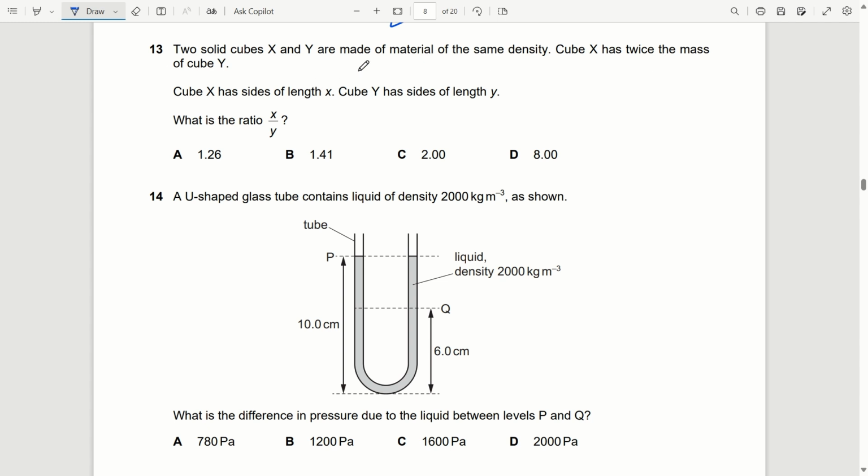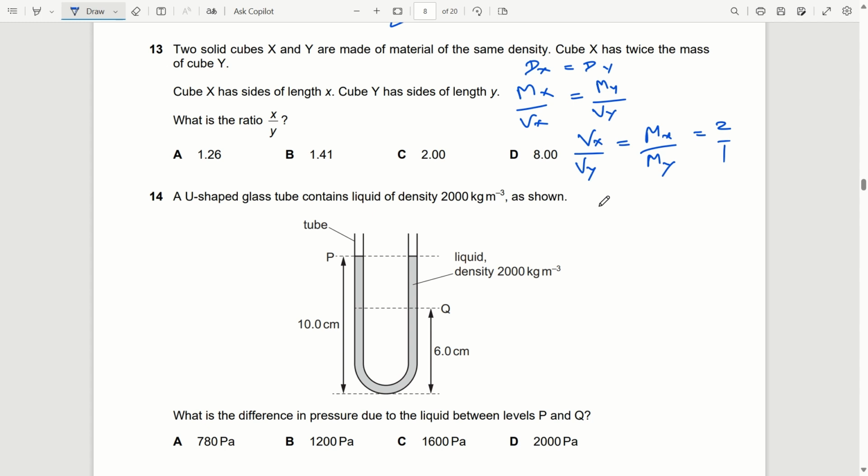Now, if they are made of the same material, this means the density is the same, so density of X is equal to density of Y, and density is given as mass divided by volume. Mass of X divided by volume of X is equal to mass of Y divided by volume of Y. So if we take the ratio of volume of X by volume of Y, it will be equal to mass of X by mass of Y, and mass X is twice the mass, this means it is 2 by 1.